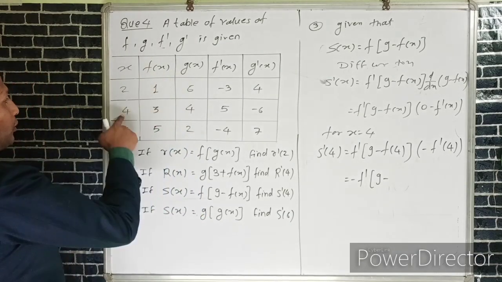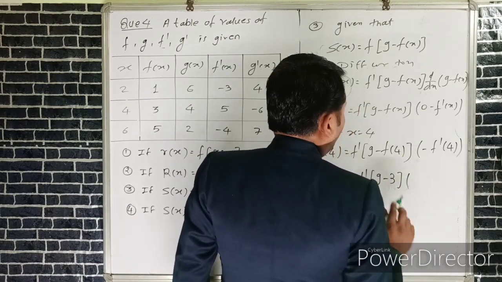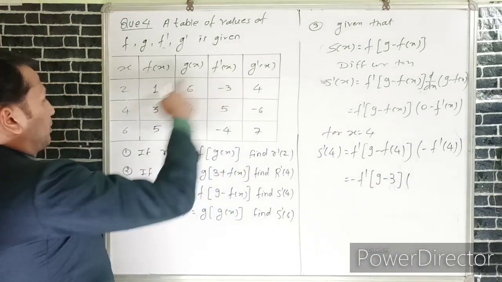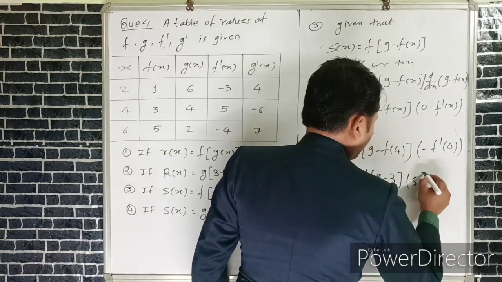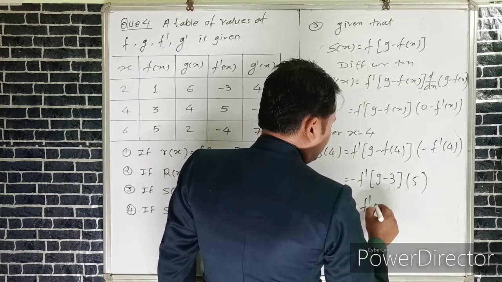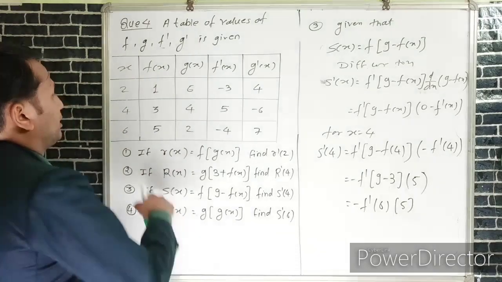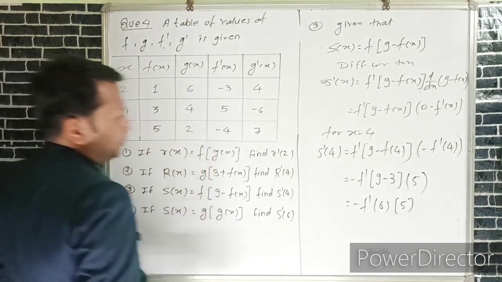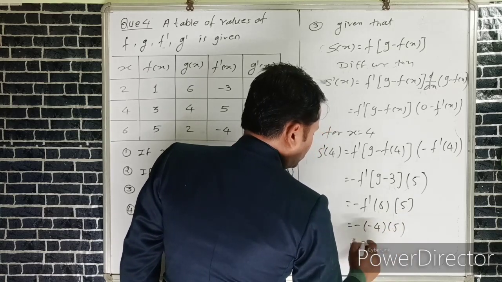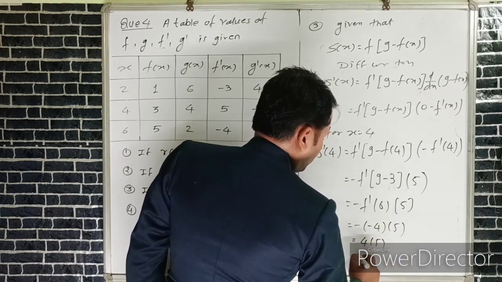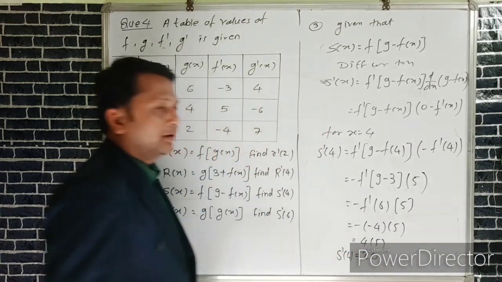f of 4 is 3, into the value of f dash of 4, f dash of 4 is 5. Minus f dash of 9 minus 3 is 6, into 5. The value of f dash of 6 is minus 4, into 5. Minus minus plus 4 into 5 is equal to 20, which is the required value of s dash of 4.